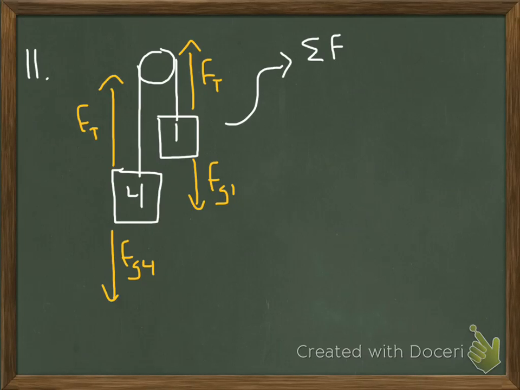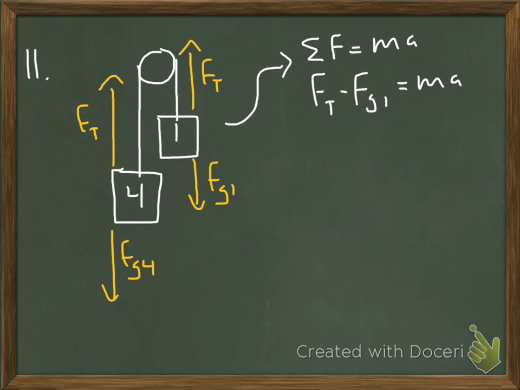Next, let's talk about just the sum of the forces on mass 1. So I'm not talking about the whole system, I'm only talking about mass 1. The sum of the forces, the total of the forces, the net force, is the force of tension minus the force of gravity. So I can say the force of tension minus the force of gravity equals ma, because the sum of the forces equals mass times acceleration.